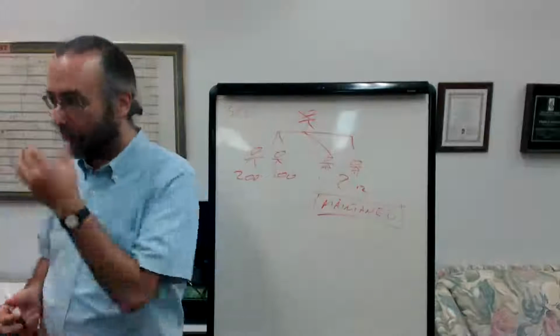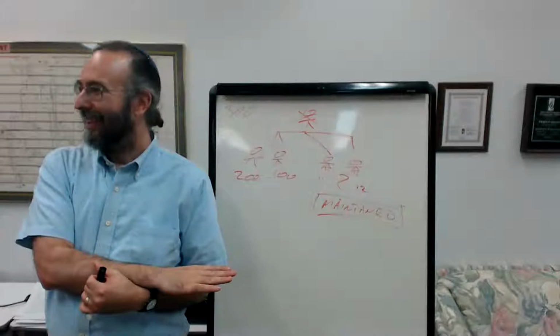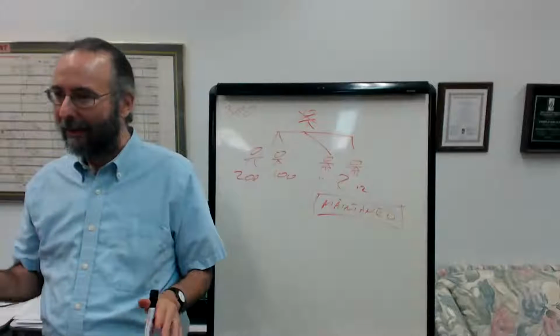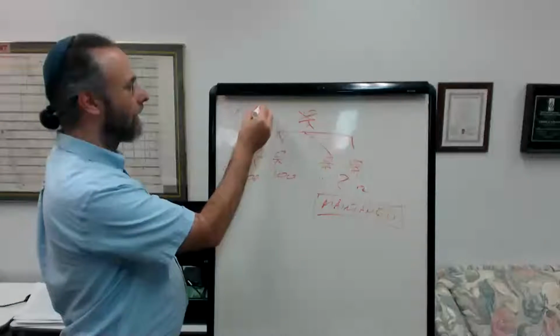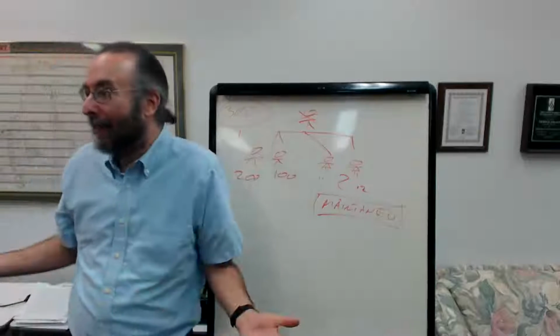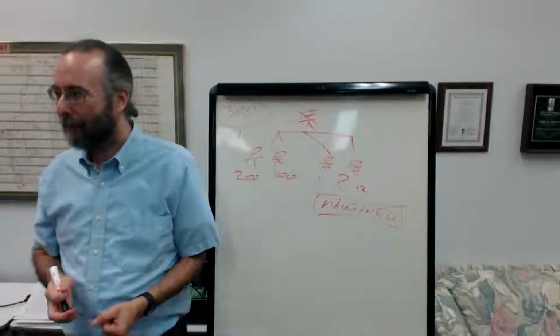So the logic is very similar to that of the former wife, which is why this is in Ketubot. We're dealing with a very similar principle of law here. But there's a question. What happens if there's not enough money?